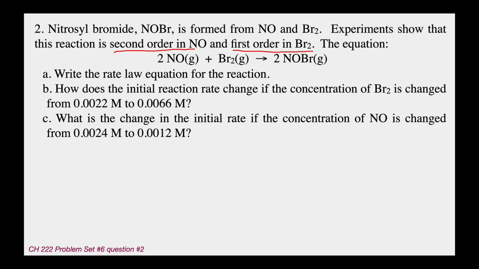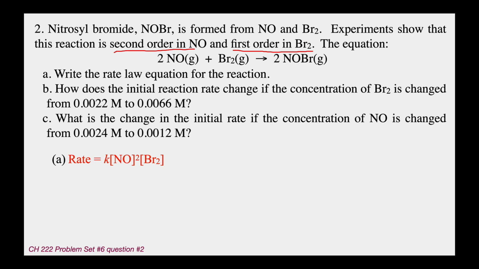And in this problem, they're giving us those powers. They call them orders. It says that NO is second order, bromine is first order. So for this problem, the rate law would be rate equals k times NO to the second power, or squared. That's what it means to be second order. And bromine is first order, so it would have an invisible superscript 1 right there. So we usually just don't write the ones when they're there. This is an example of a rate law.